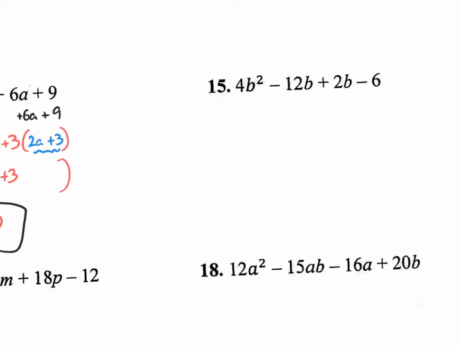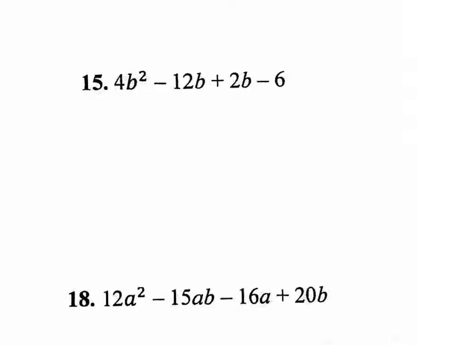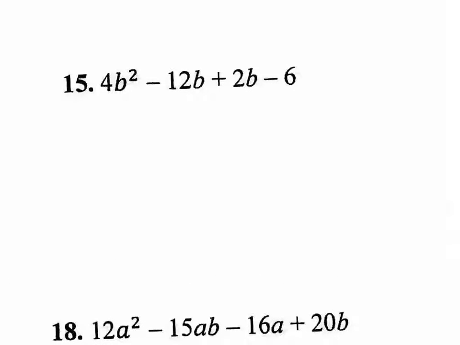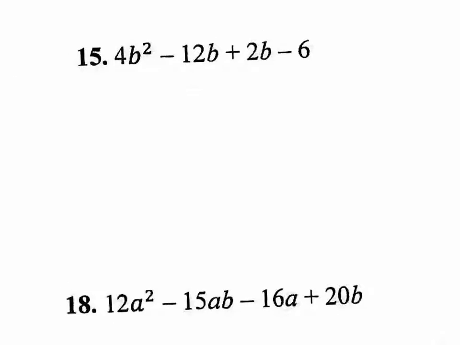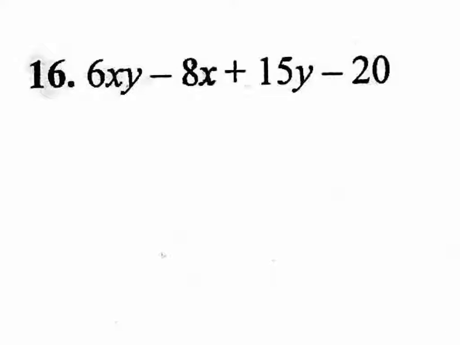Number 16. By the way, number 15, you do have to pull out a GCF first. If you want to see that one explained, it's on the other video. Let's move on to 16. Again, always try to pull out the GCF first, but there is no GCF here. There is no multiple of 2 or multiple of 3 in every single term. There is no letter in every single term, so we're going to jump right into factoring by grouping.